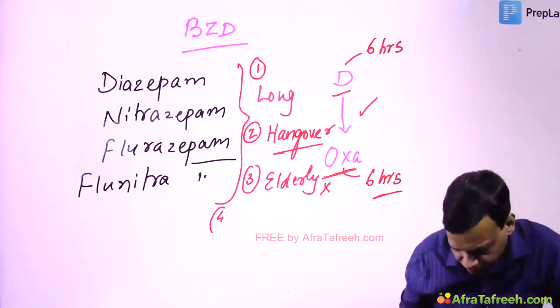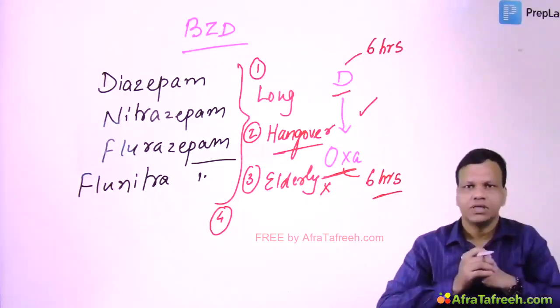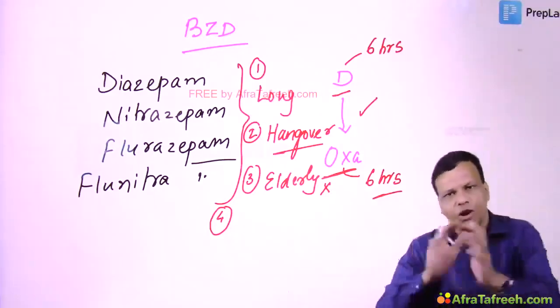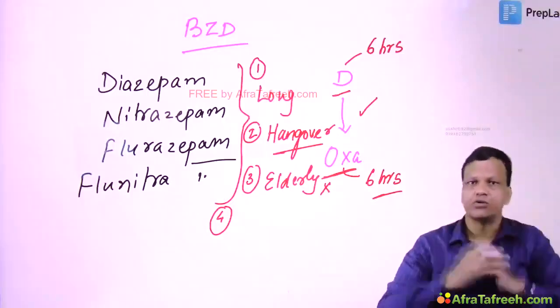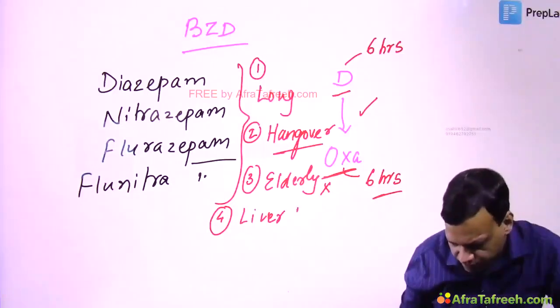Next, these are metabolized to form active metabolites. So that means if there is liver failure, they will not be metabolized. So they will accumulate, and when they accumulate, that will lead to toxicity. So these are contraindicated in liver failure.